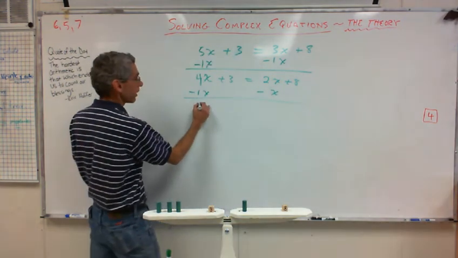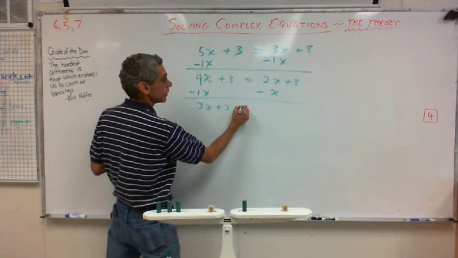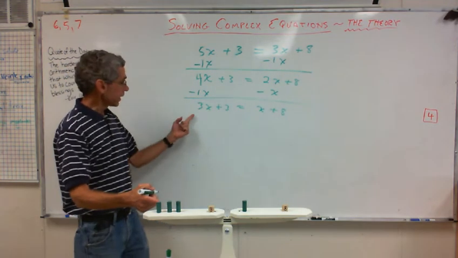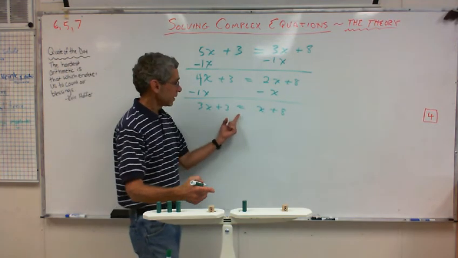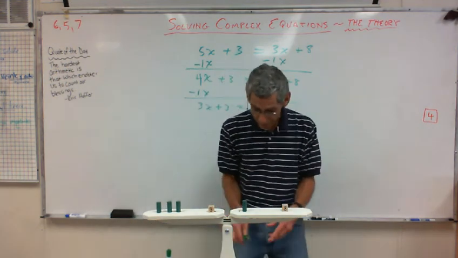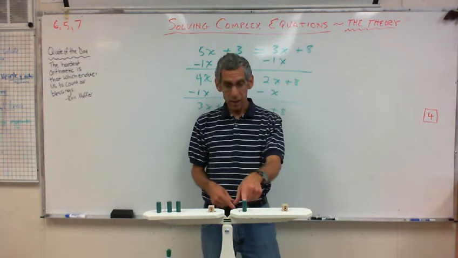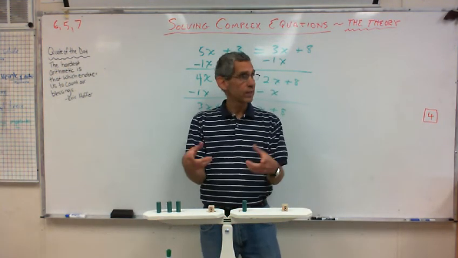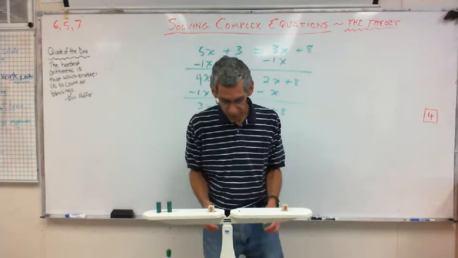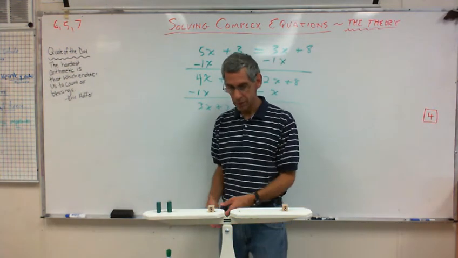And that gave me, now I have 3x plus 3 is equal to x plus 8. Is that true? Is that what I got here? Mm-hmm. 3x plus 3 is equal to x plus 8. Okay. But I can keep going. Look, I have still an x on both sides. I could remove an x. Okay, here we go. It's still in balance. This is a miracle.